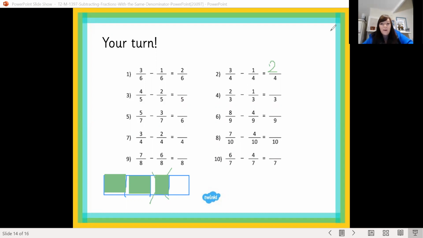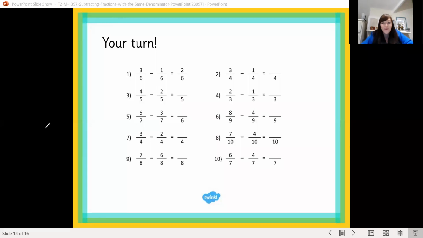So pause the video now and work out those questions the best you can. Okay, let's have a look at the answers. So this one was 2/4. Now the denominator stays the same. So we're looking at the numerator. 4 take away 2 is 2. So we're left with 2/5. Number 4, 2 take away 1 is 1. So we're left with 1/3.